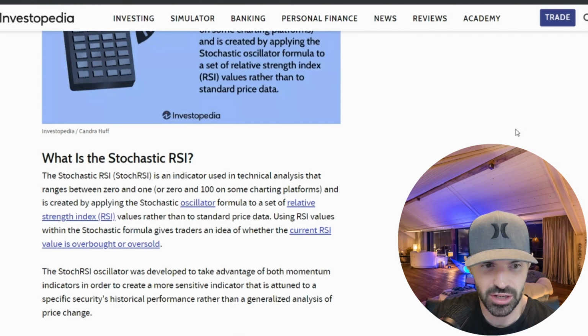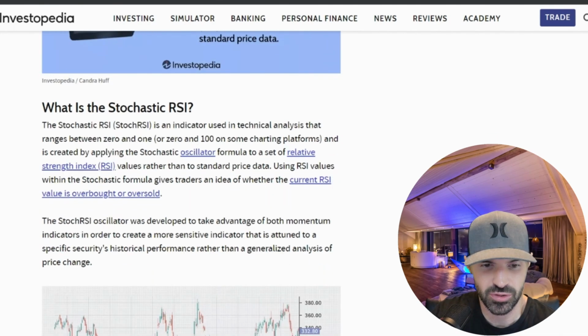Using RSI values within the stochastic formula gives traders an idea of whether the current RSI value is overbought or oversold. The stochastic RSI was developed to take advantage of both momentum indicators in order to create a more sensitive indicator that is attuned to a specific security's historical performance rather than a generalized analysis of price change.